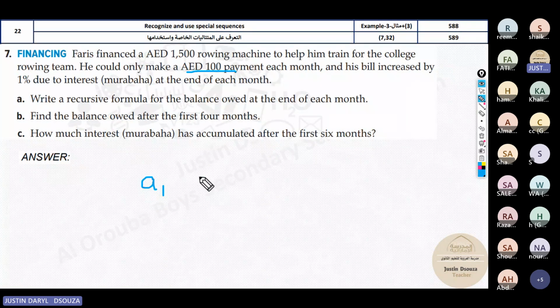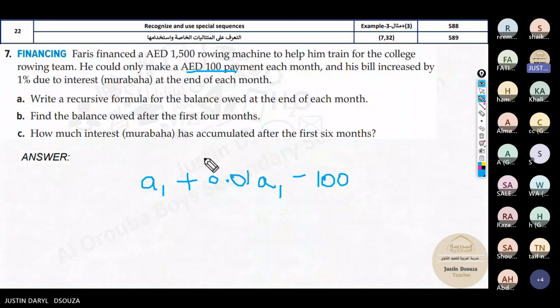What is the interest that is added every month? Every month there is 1% interest, so that will be 0.01. It is always divided by 100, or you can directly use the percent symbol in the calculator. So it's 0.01 times A1, the initial amount. But what does he pay each month? He pays 100 dirhams each month, so that will be subtracted from the balance, because that's what he's paying, right? But the interest is the problem. It keeps on adding as well.